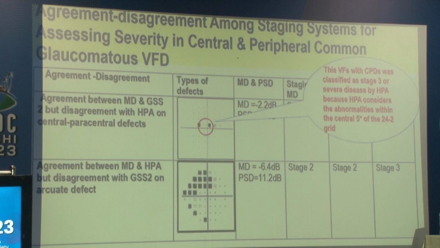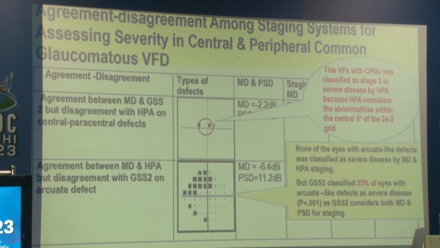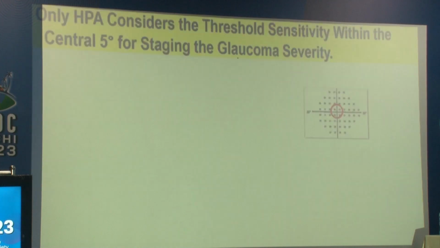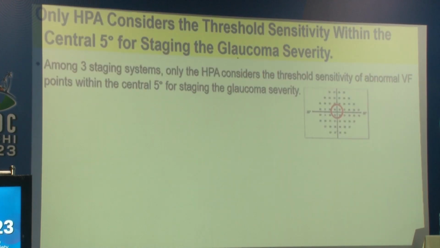Now, in the second row, we find an arcuate defect with a high pattern standard deviation value of 11.2. Here we find agreement between mean deviation staging and HPA staging, but disagreement with GSS2. Now, none of the eyes with arcuate-like defect in this research was classified as severe disease by mean deviation staging and HPA staging, but GSS2 classified 33% of the eyes with arcuate-like defect as severe disease, as GSS2 considered both mean deviation and pattern standard deviation for staging. Now, among the three staging systems, only the HPA considers the threshold sensitivity of abnormal visual field points within the central 5 degrees for staging the glaucoma severity.